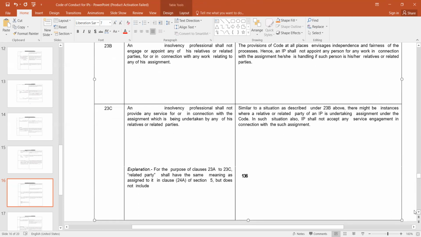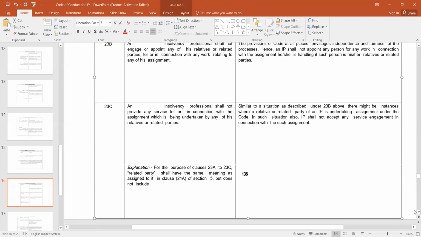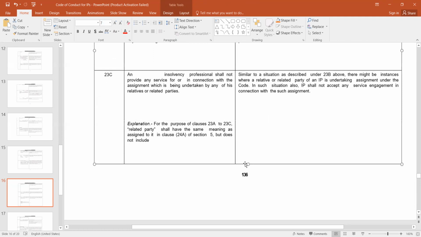अब अगला करिए. An insolvency professional shall not provide any services for or in connection with the assignment which is being undertaken by any of his relatives or related parties. दोनों ही बातें हैं भाई. एक तो ये है कि आपको अपने रिलेटेड पार्टीज को या रिलेटिव्स को एम्प्लॉय नहीं करना है, एंड सेकेंडली यू शुड ऑल्सो नॉट टेक एनी असाइनमेंट which is undertaken by any of your relatives or related parties. So this is a similar situation. और ये आपको कहां से देखना है? 524E से देखना है, 524 से देखना है.